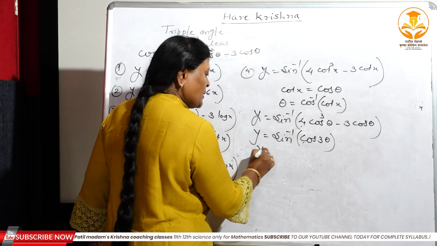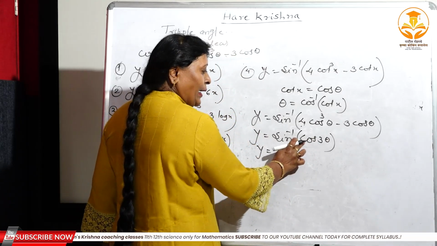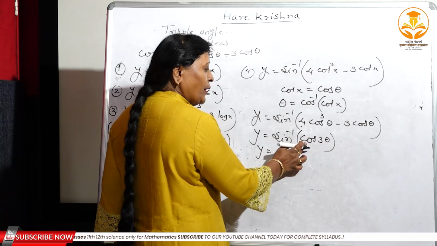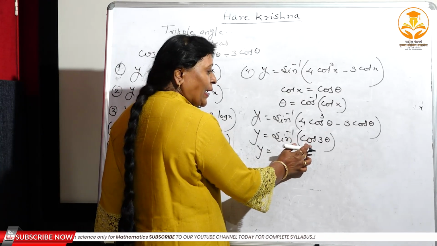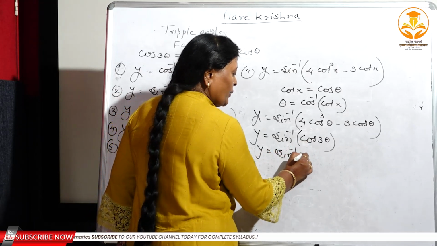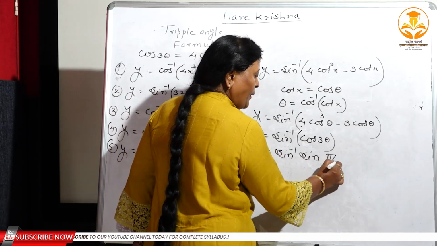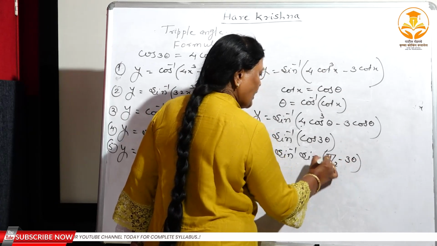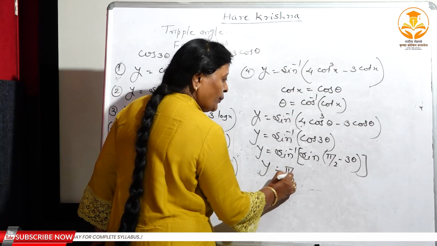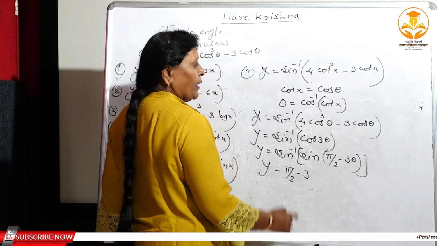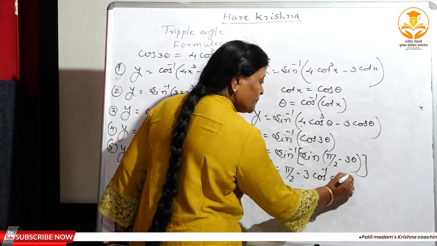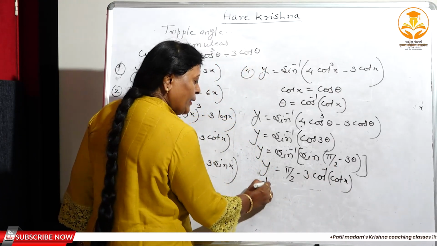But the problem is, there is a sine inverse, and in the bracket there is a cos. Cos you can convert into sine by taking the help of pi by 2. Sine inverse, you can write as sine of pi by 2 minus 3 theta. Again, sine inverse sine gets cancelled. Pi by 2 minus 3 theta. What is theta here? Cos inverse of cot x.